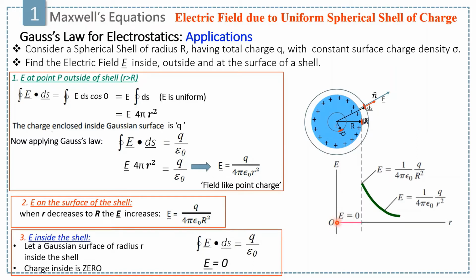From the center up to the surface, you see electric field will be 0. Once you reach the surface, the electric field will be maximum. And when you move away from the surface, you can see electric field will decrease again.